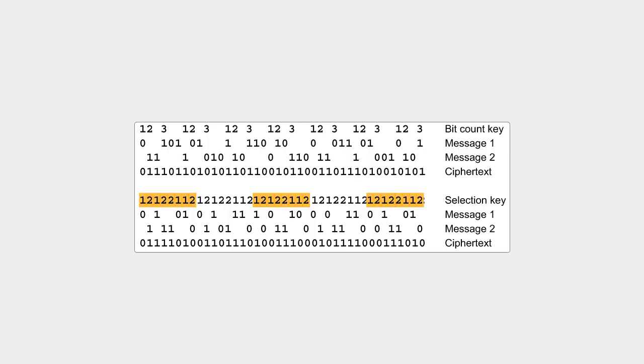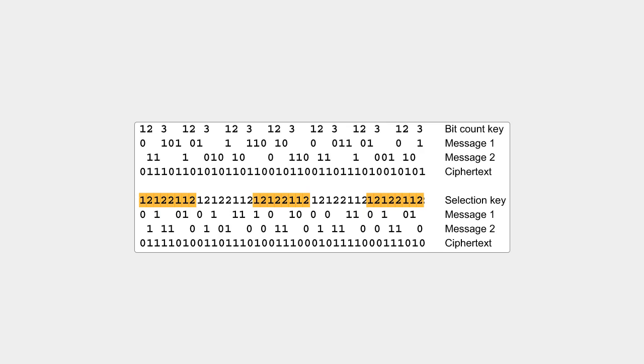The keys for merging messages can take two forms, a bit count form or a selection form. In the bit count form, the messages are taken in rotation. Each digit of the key specifies how many bits are taken from each successive message. In the selection form, the messages may be taken in any order, but only one bit is taken each time. Each digit of the key specifies which message to take the next bit from.